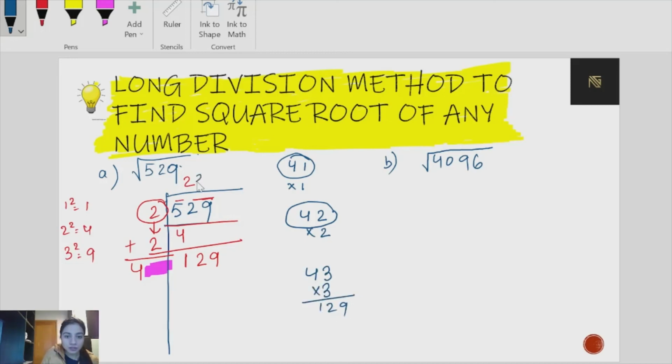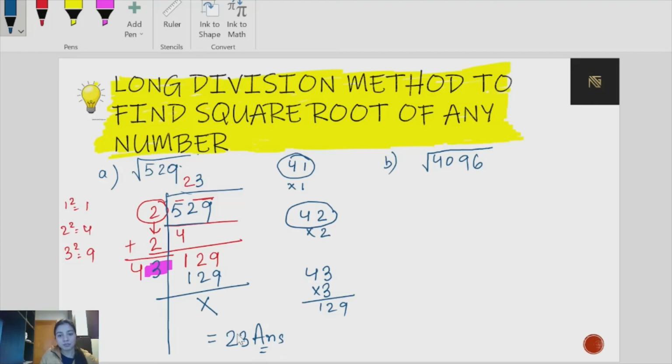So 3, 129, and our final remainder is 0. Now we can't proceed. Here we have to stop the process. And we got the answer. This 23 is our answer. This quotient is our answer. So square root of 529 will be 23.